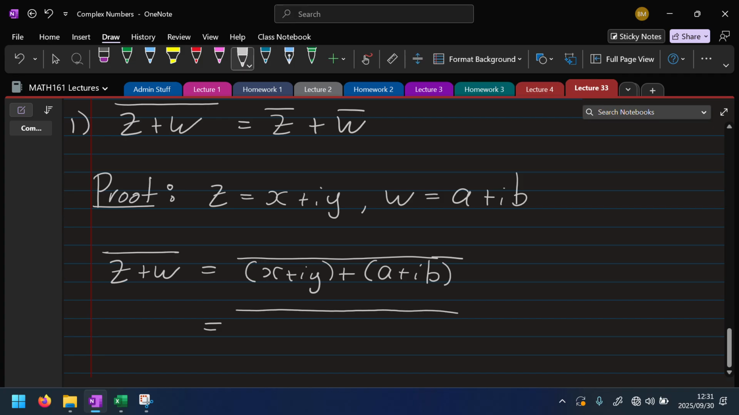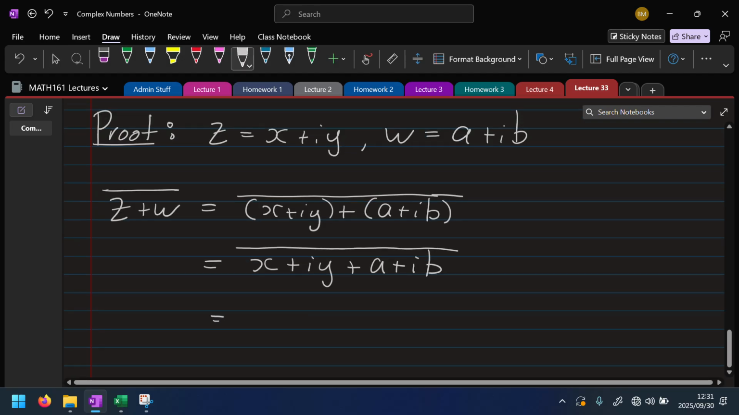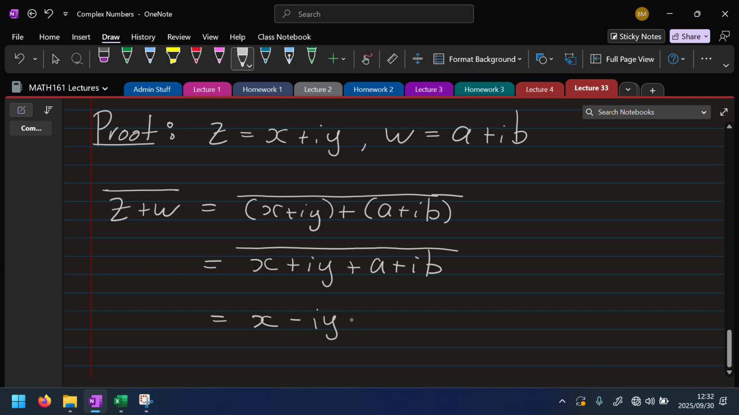Okay, so underneath the bar, we still have just a sum to do. We know how to do that. We add up the real parts and we add up the imaginary parts. So we can drop the brackets and we'll just have x plus iy plus a plus ib, because we can just add up the real parts and the imaginary parts; the brackets don't really matter there. Now, what does it mean to do the complex conjugation? We replace i with minus i. So x, there's no i involved, so that just stays. iy will become minus iy. a, there's no i involved, so that's just a. And ib will become minus ib.